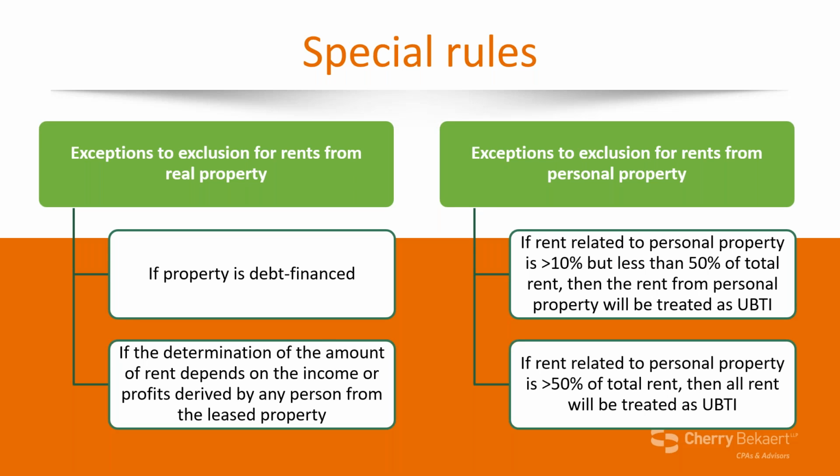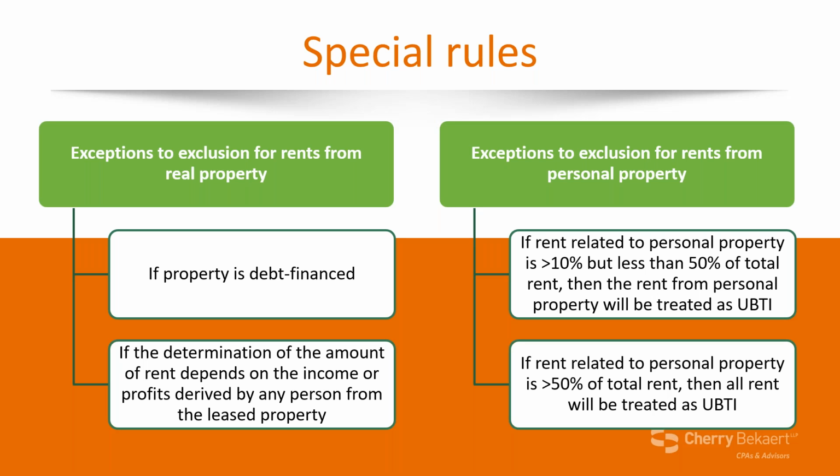The second thing to keep in mind is that if the determination of the amount of rent depends on the net income or profits derived by any person from the leased property, then the exclusion will no longer be applicable. So what that means is if instead of charging the tenant $3,000 a month in rent, they're charged 10% of their net profits, then the passive exclusion for rental of real property does not apply. It's kind of like you're in a joint venture with that person where you're sharing the profits of their business activity.